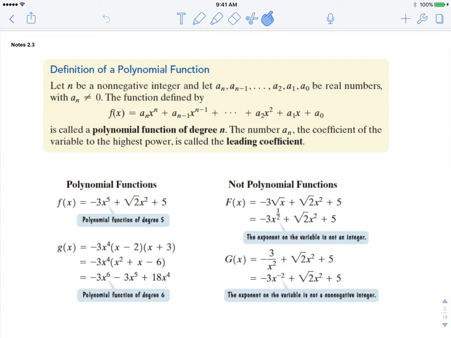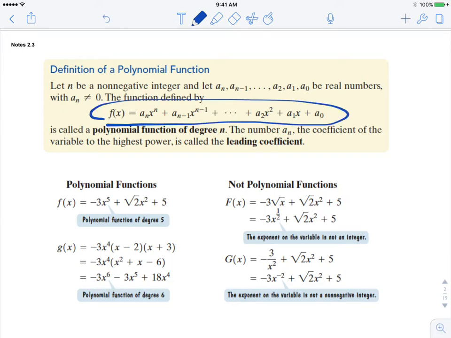Okay, we're going to go ahead and move on to polynomial functions. So in the yellow box is the definition of a polynomial function. This polynomial function is degree n. Notice that it's in general form, descending order. The leading coefficient, a sub n, is the highest power.